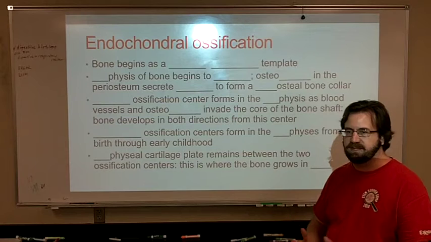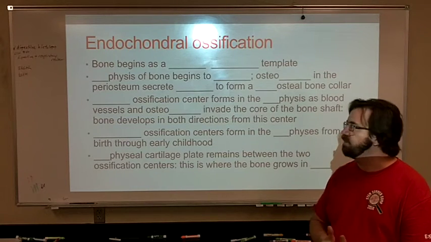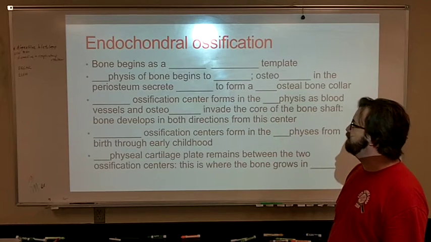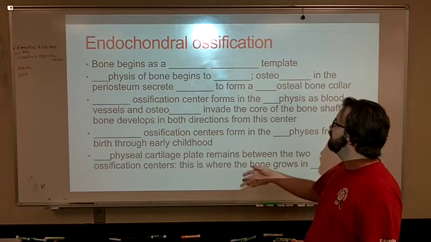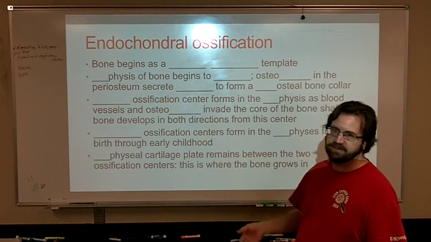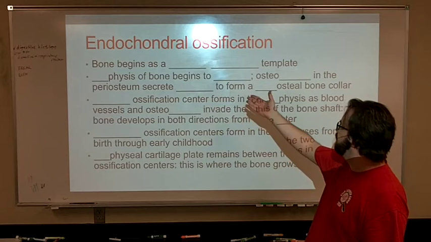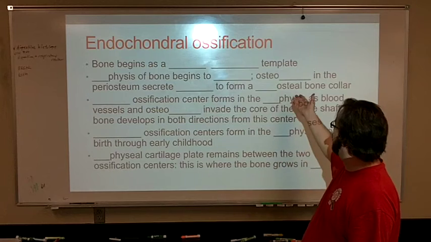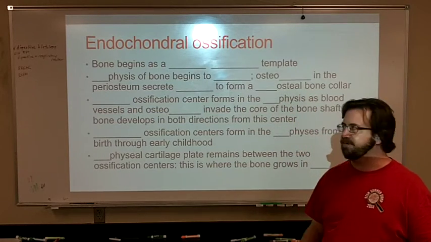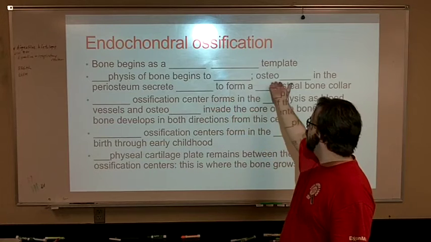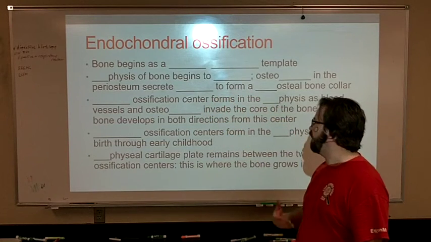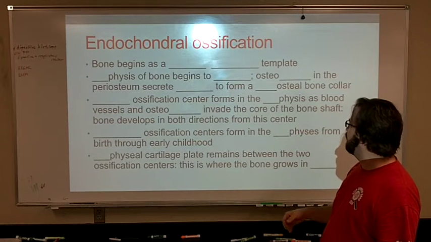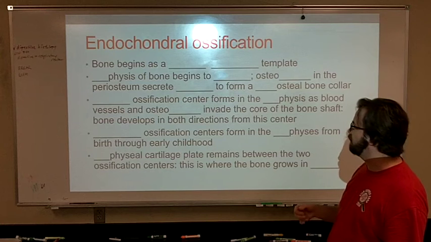Then again, if you download the online PowerPoints that go along with this lecture, you can practice filling in these blanks. What kind of tissue is the bone template made of? Which physis, is it the diaphysis or the epiphysis, that begins to ossify first? Which type of cell, osteoclasts or osteoblasts, or osteocytes, are going to secrete the osteoid to form a periosteal bone collar there?